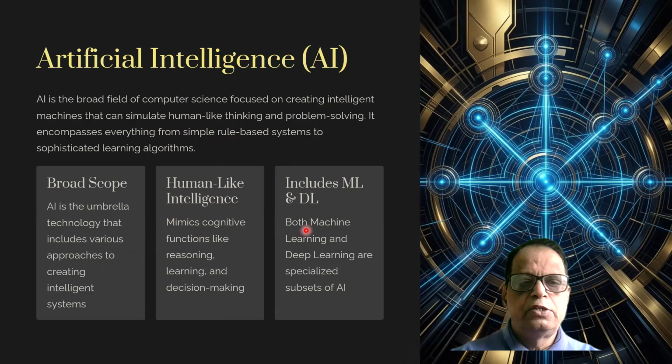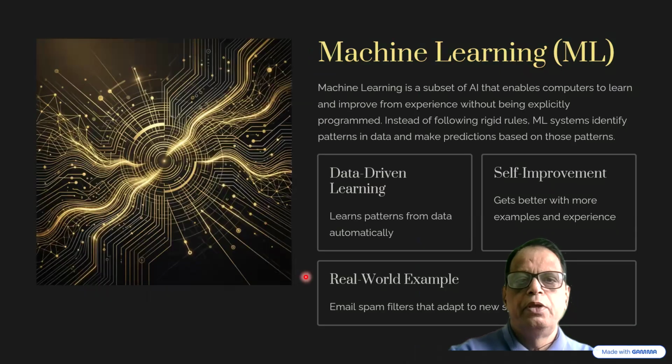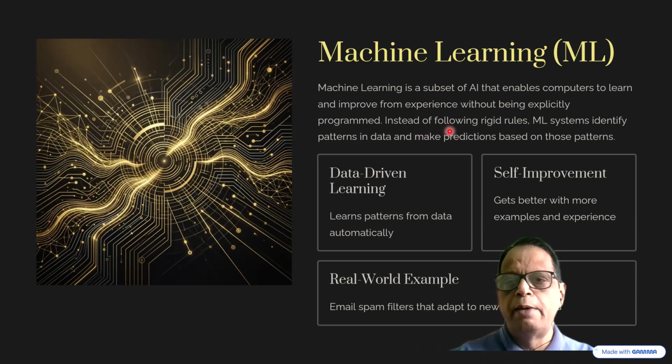And basically, AI consists of ML and DL, that is machine learning and deep learning. And you can say that these are the specialized subsets of artificial intelligence. So machine learning is a subset of AI that will enable the computer to learn and improve from experience without being explicitly programmed. So there is no necessity of writing the program. The machine will run automatically when the problem is given. So instead of following rigid rules, ML systems will identify the patterns in the data and will make predictions based on those patterns.